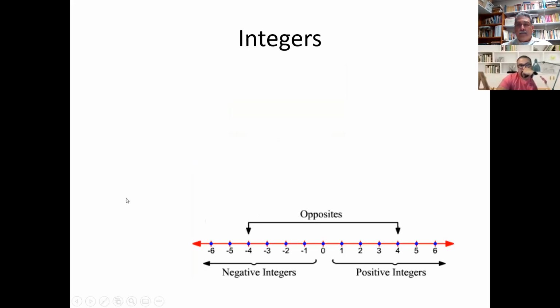So these are positive integers. These are negative integers. These two are opposite. -4 and +4 are opposite of each other, and there is a space between them because to go from -4 to +4, you have to go 1, 2, 3, 4, 5, 6, 7, and 8. Okay.